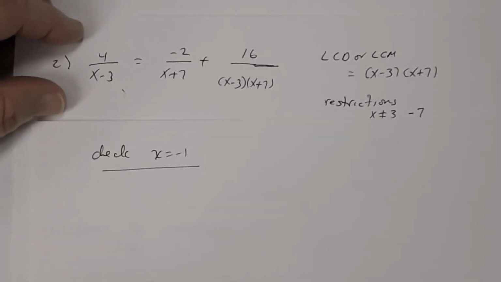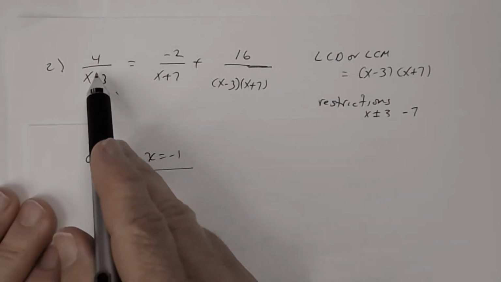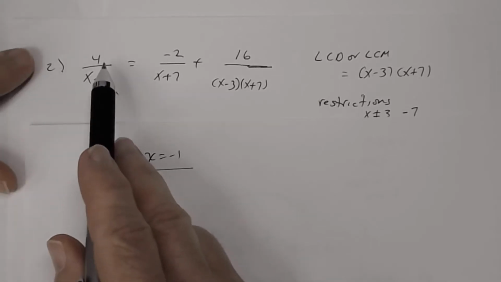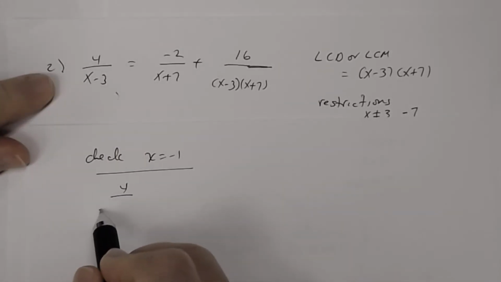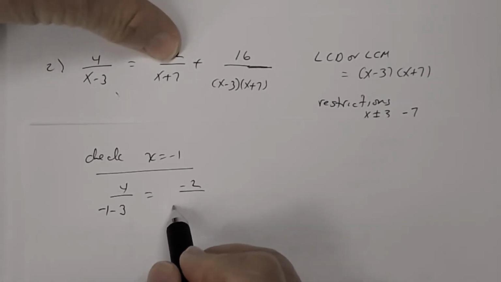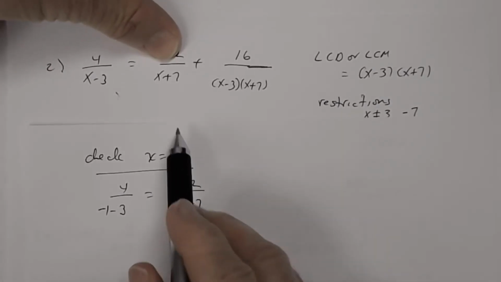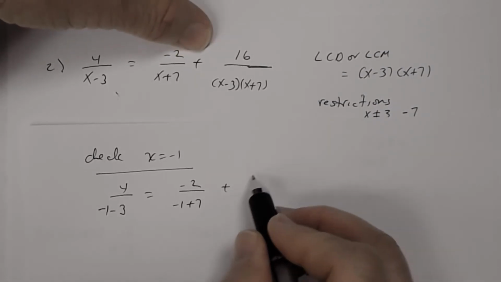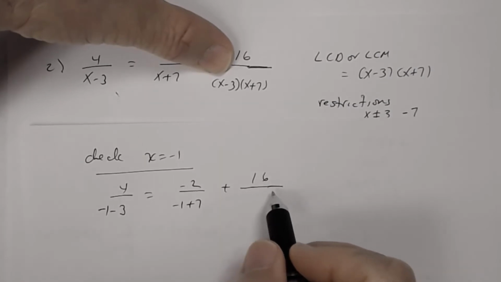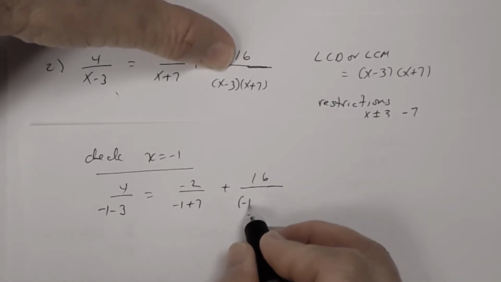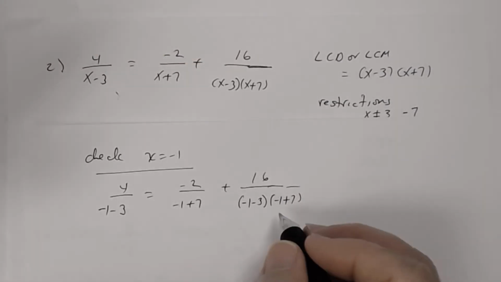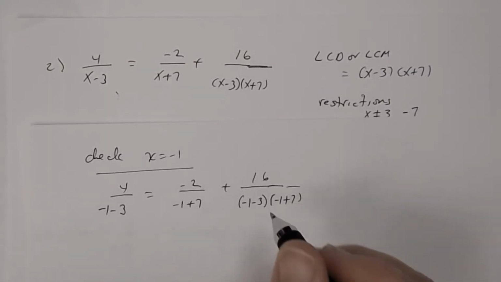Let's verify. All right, so where we see the variable x, you substitute negative 1. So I have 4 divided by negative 1 minus 3 equal negative 2 divided by negative 1 plus 7, right? So where we see an x, you substitute negative 1 plus 16 divided by, now be careful here, 2 sets of parentheses, 2 sets of factors. So I have negative 1 subtract 3 times negative 1 plus 7. So this is the one we're going to have to be a little bit careful about down here in the denominator.